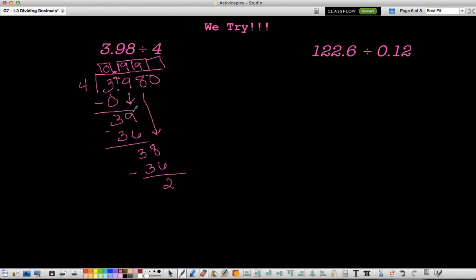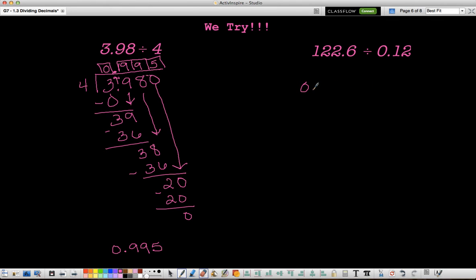Now this is where students make the mistake of going, okay, 4 goes into 0 0 times. But we finished with subtracting, so we have to remember to bring down. It's not 4 goes into 0, it's how many times does 4 go into 20. And in this case, we know it's 5. 5 times 4 is 20. I subtract, I get 0. So 3 and 98/100 divided by 4 is 0 and 995 thousandths.